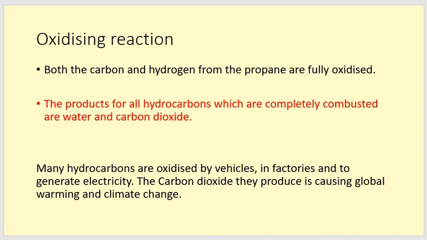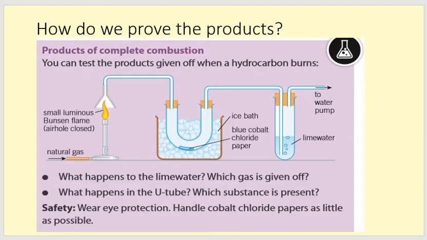Oh, we don't need to do a chemistry prayer. So, many hydrocarbons are oxidised by vehicles in factories and to generate electricity. Now, obviously, if you know that the products are water and carbon dioxide, water isn't a problem, but carbon dioxide is. This is what's called a greenhouse gas, and it's one of the causes behind climate change.